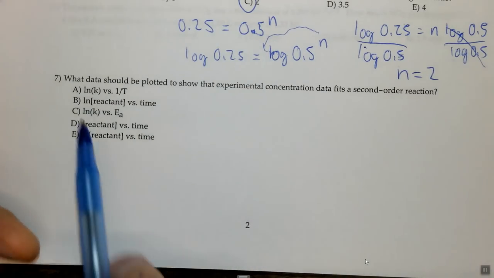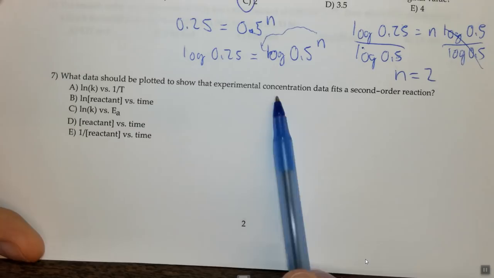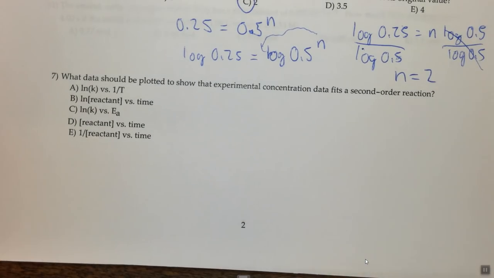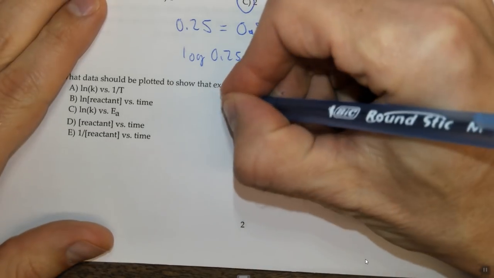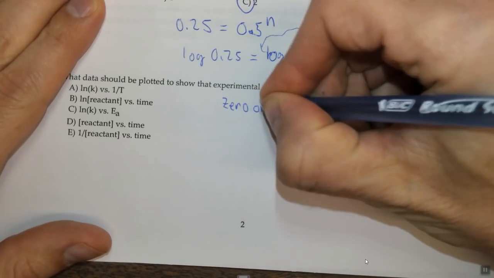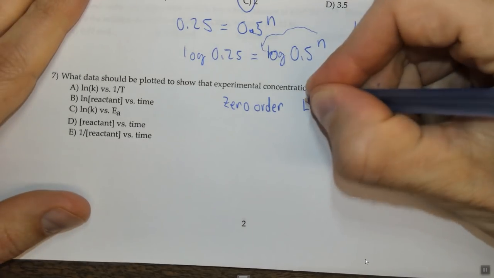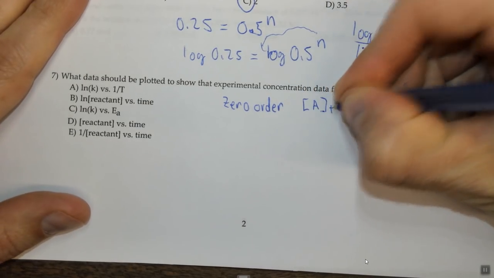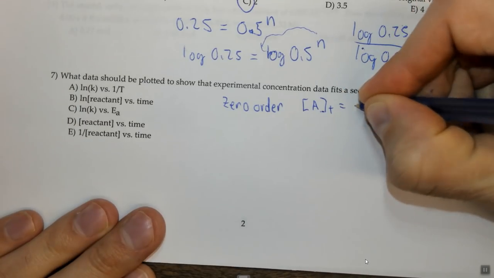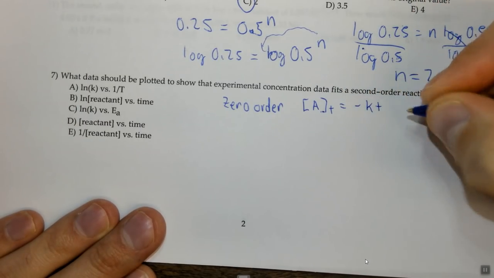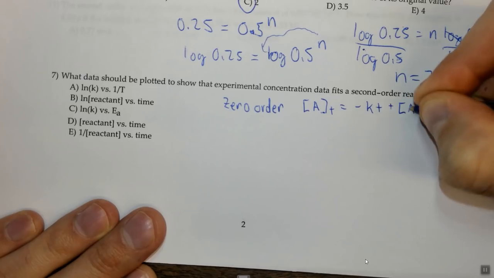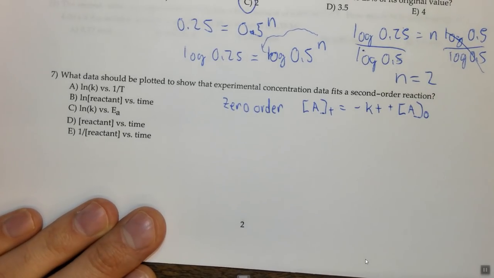All right, question 8 says, what data should be plotted to show that the experimental concentration data fits a second order reaction? Well, in order to do this, we need to look at the integrated rate laws. And for a zero order, and I'm just going to write them all here. You really only need to know the second order one to answer this question, but I'm going to write them all here. It's the concentration of A after some time equals negative kt plus concentration A, 0 or initially.